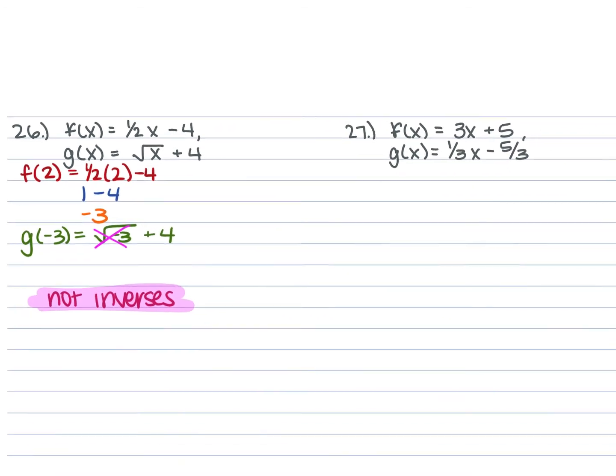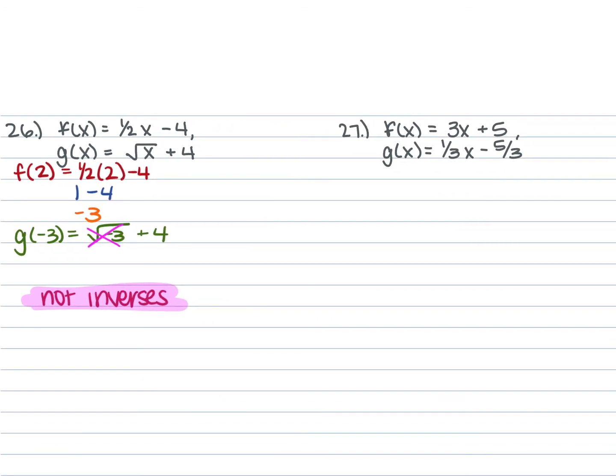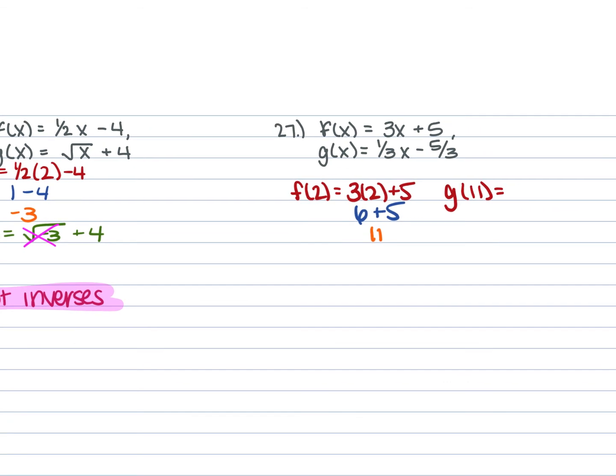For 27, we have f of x is equal to 3x plus 5, and g of x is equal to 1/3 x minus 5/3. If we take f of x and we plug in 2 for x, we're going to have 3 times 2 plus 5. 3 times 2 is 6, plus 5 gives us 11. So then we find g of 11, that's going to be 1/3 times 11 minus 5/3.